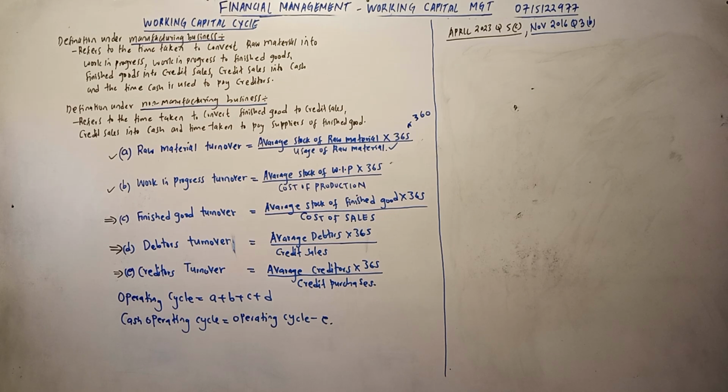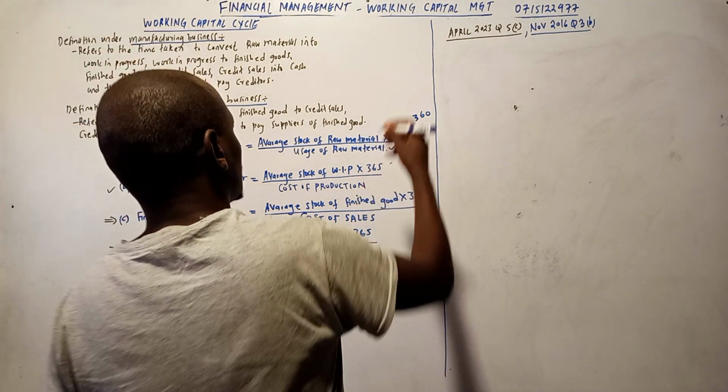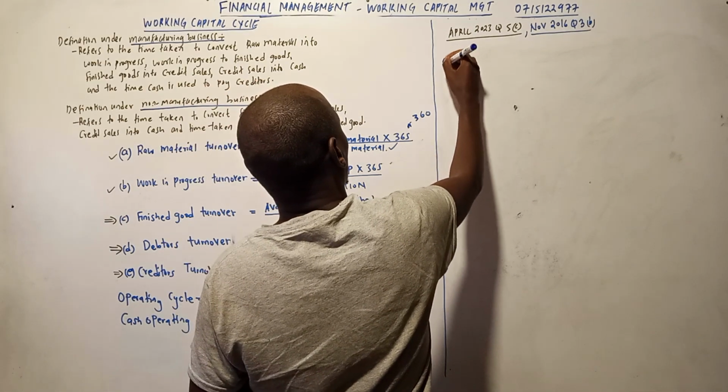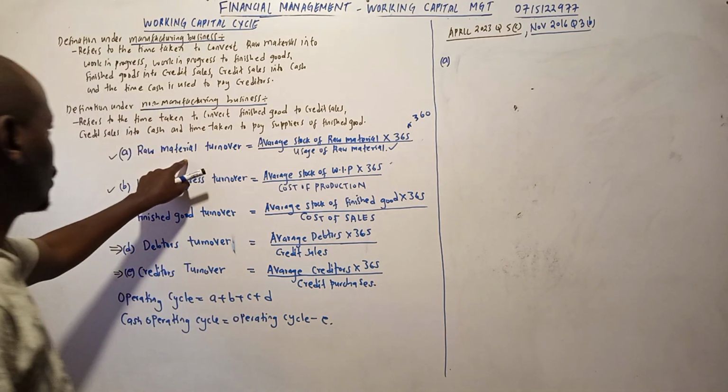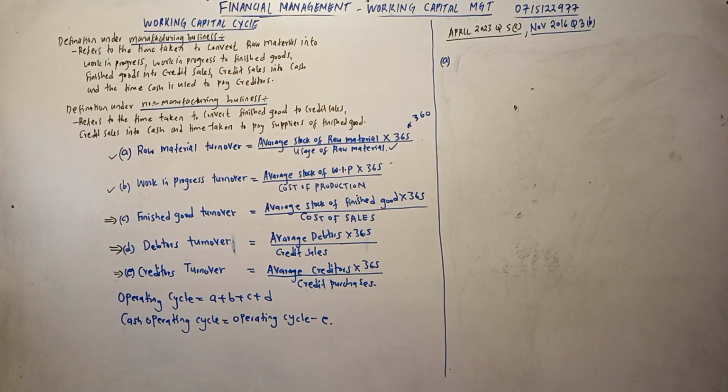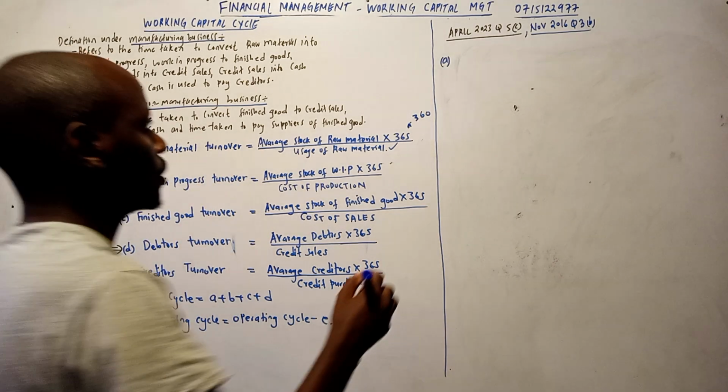So we start with the first one at the top, the raw material turnover. I can see in part A above, in our question, they have written the value of the average stock maintained. So we have the average raw material. Let me call it A and do it directly. Just know A is the raw material. So we start with the average raw material, which I can see is 32,000.